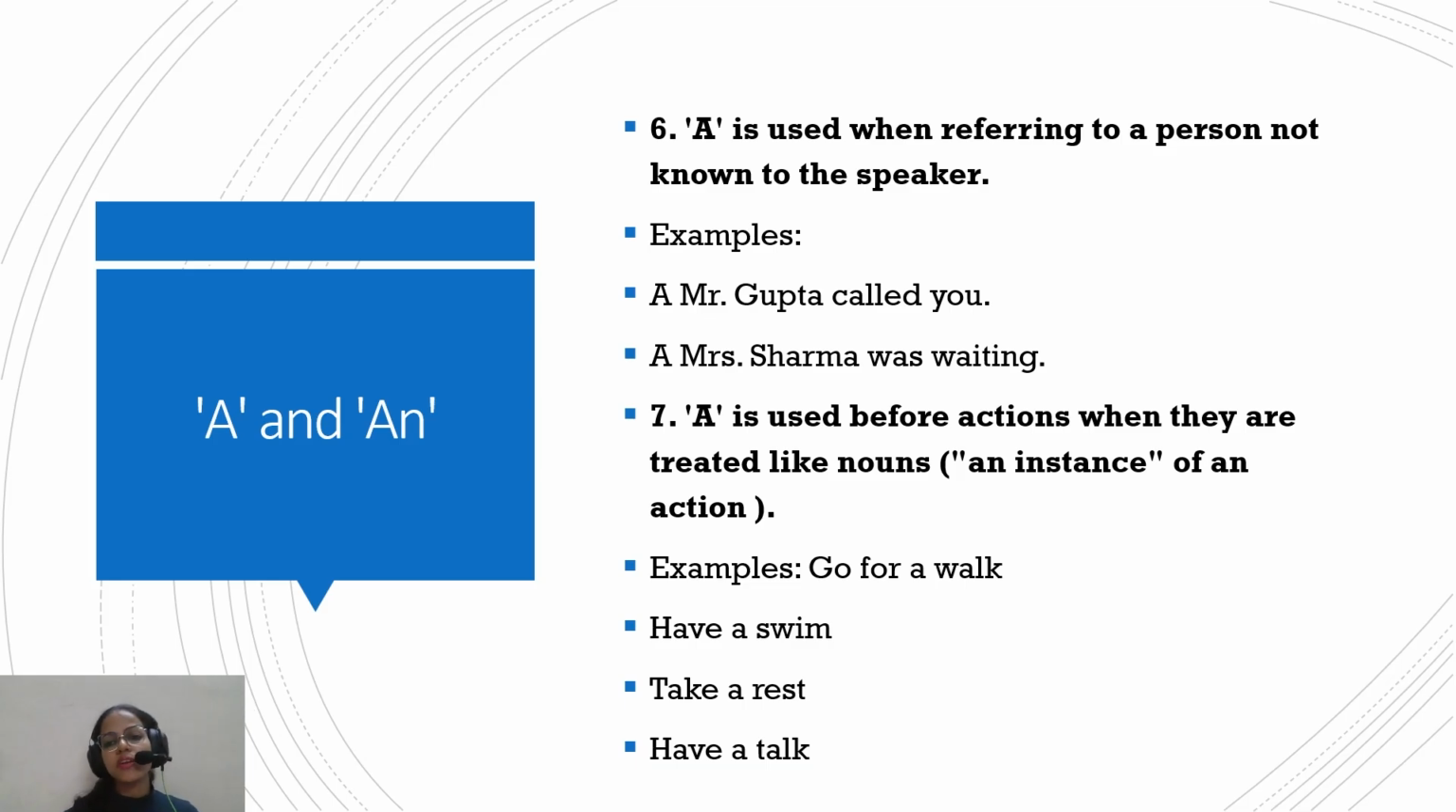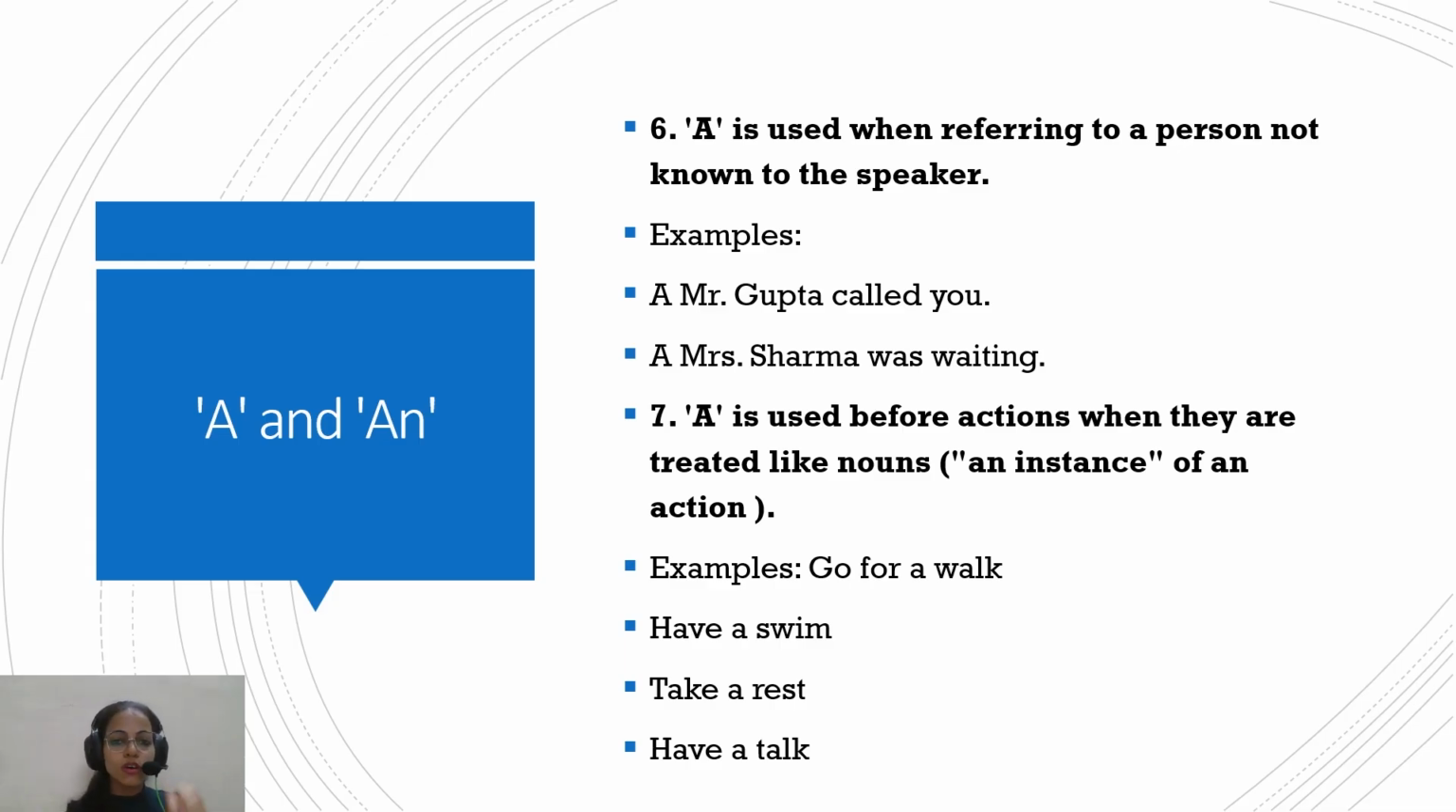A is used when referring to a person not known to the speaker. So for example, oh, a Mr. Gupta has called you. Here, I do not know who this person is, but he just vaguely told me, please let them know Mr. Gupta has come. So I'm going and telling my brother, oh, a Mr. Gupta called you. When the speaker is not sure who exactly Mr. Gupta was, then you can use a.